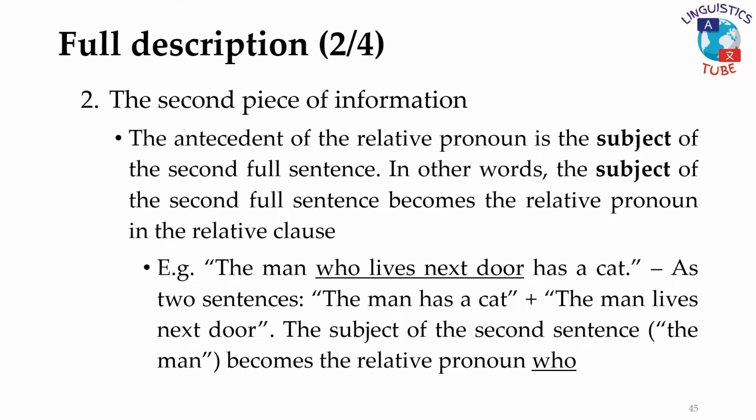To exemplify this, we need to split apart the main clause and relative clause in our example into two separate sentences. So, "The man who lives next door has a cat" becomes "The man has a cat" and "The man lives next door." It is the subject of the second sentence, which is the man, that becomes the relative pronoun who.